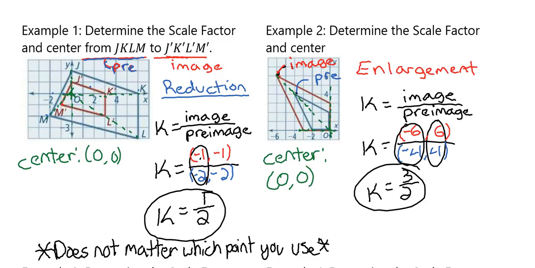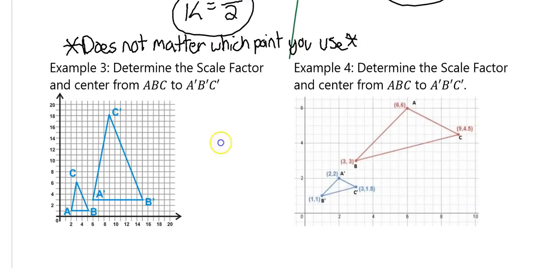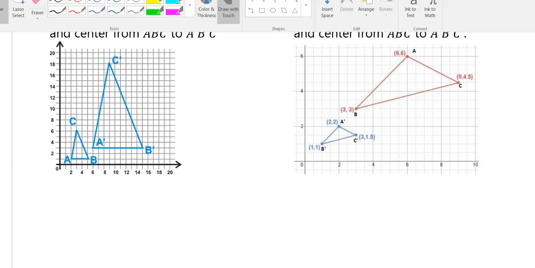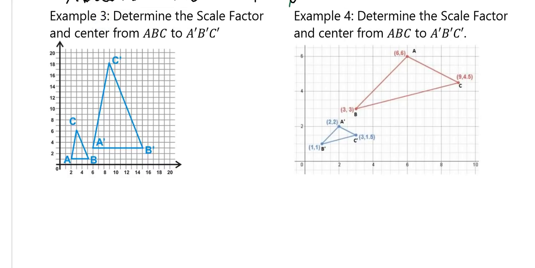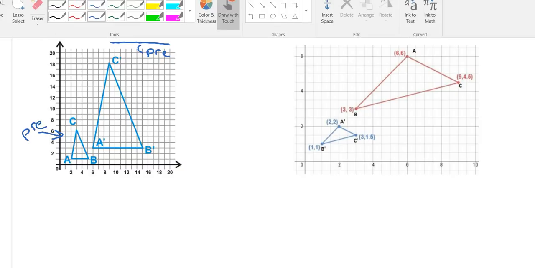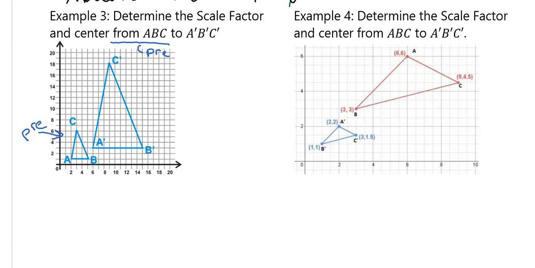All right, just 2 more examples. Okay, example 3, determine the scale factor from ABC to A prime, B prime, C prime. So ABC, we're going to call my pre-image. So this one's the pre. And then A prime, B prime, C prime is going to be my image, because that's what I'm going to. Okay, so this is my image.